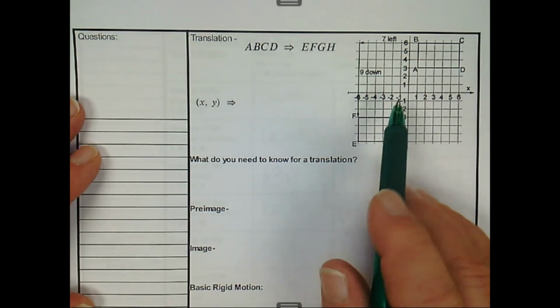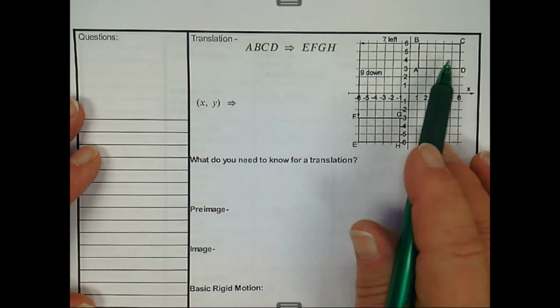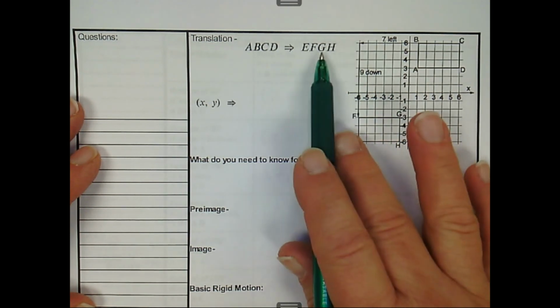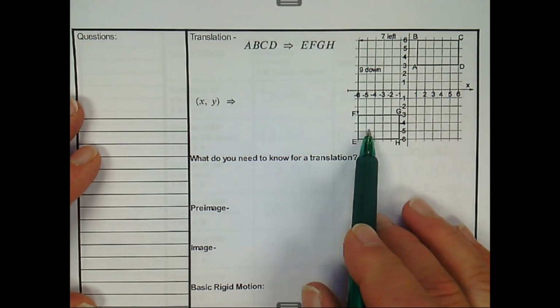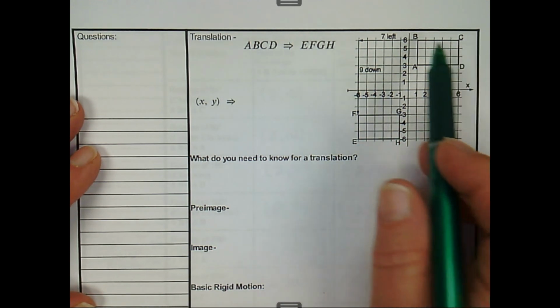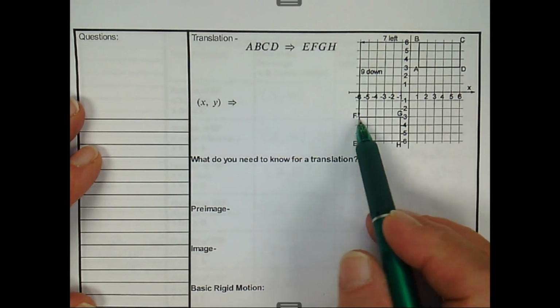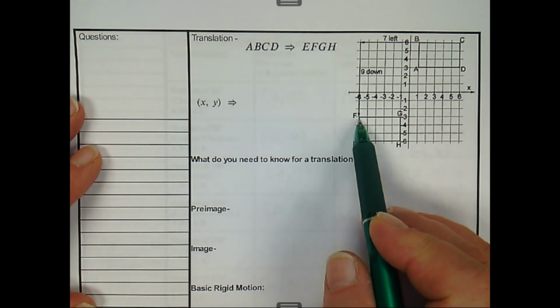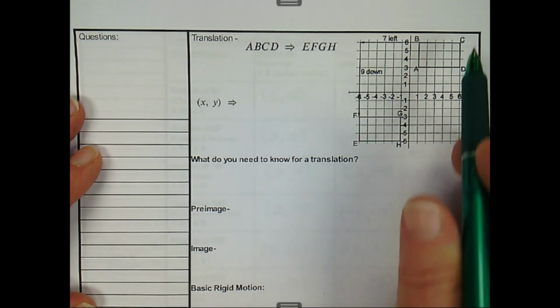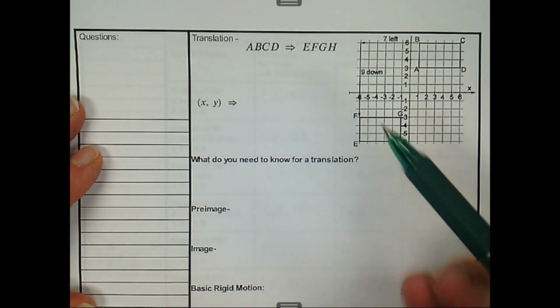So if I'm looking at this translation that takes A, B, C, D onto E, F, G, H, then I know I'm going left 7 and down 9. Left 7 and down 9.